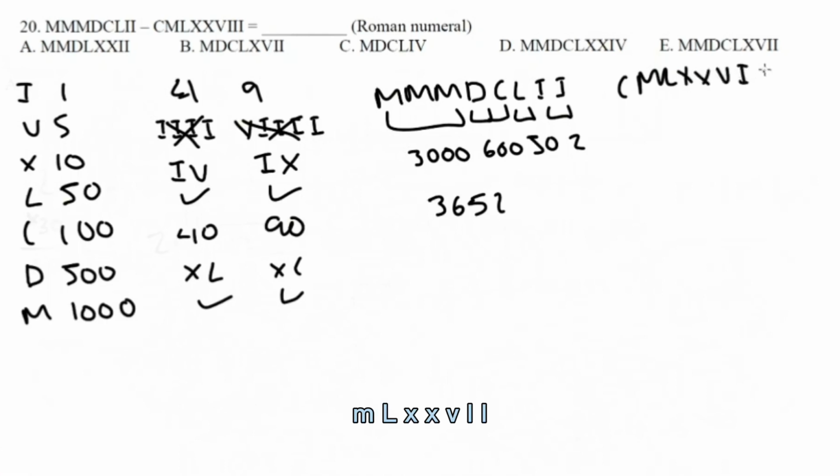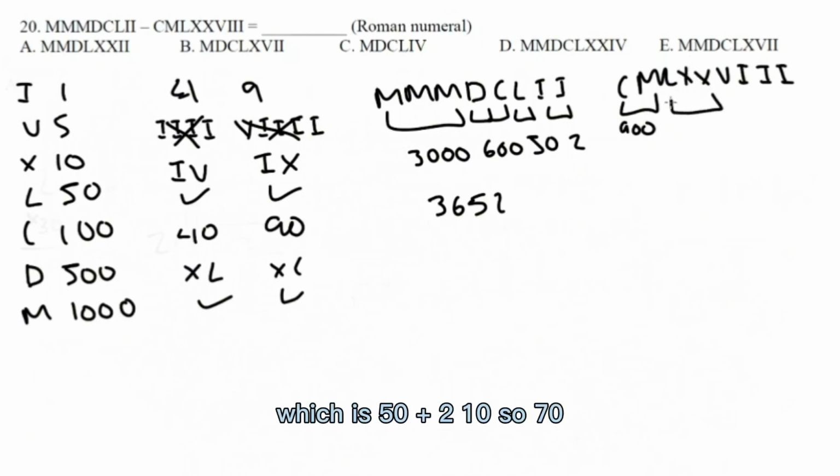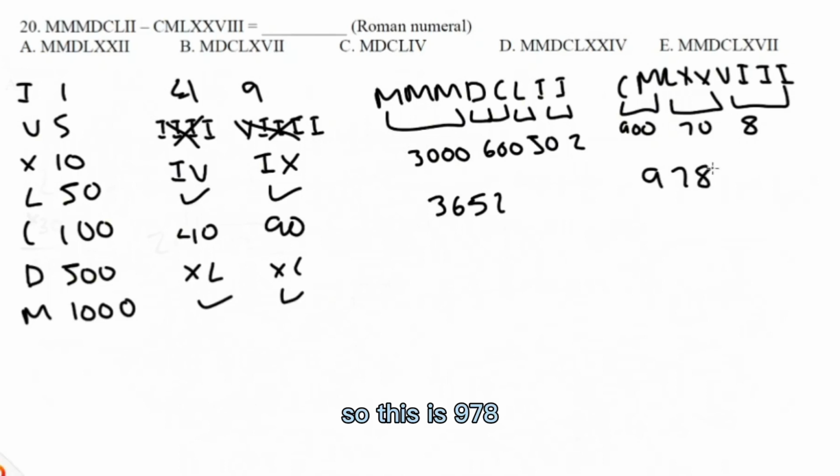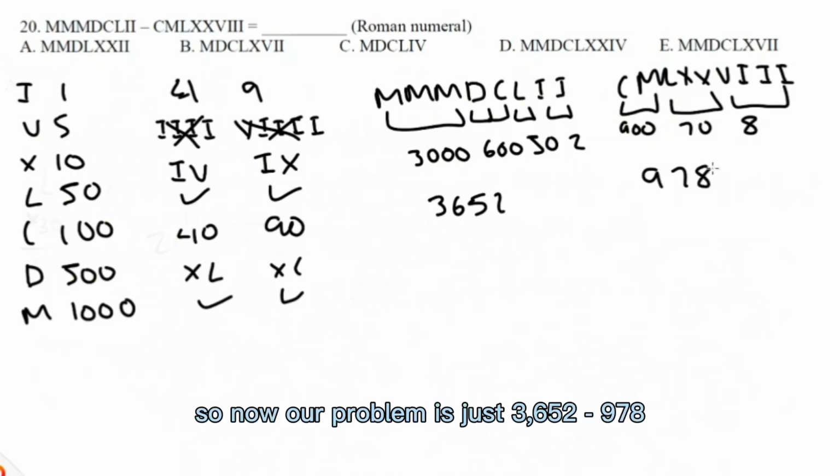And then we have C, M, L, X, X, V, I, I, I. Alright, so CM. So as we can see, that's 100 before 1000, which means this is 900. Then LXX. So that's 50 plus 10 plus 10, so 70. Then we have V, which is 5, and then we have 3 ones, which is 5 plus 3, so that's 8. So this is 978. So now our problem is just 3,652 minus 978.